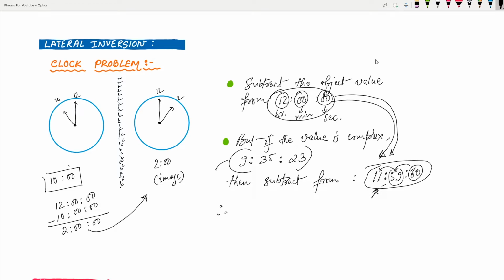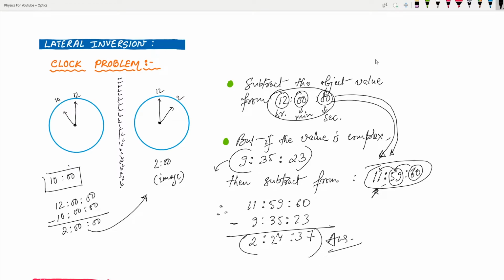Therefore, this is the object side. So the result that we'll get on the image side will be 11, 59, 60, from which you need to subtract 9, 35, 23, and we'll get the result directly. This will be 2 hours, 24 minutes and 37 seconds. So this will be your answer. Simple as that. I hope the concept of lateral inversion problems related to clocks is easy now.